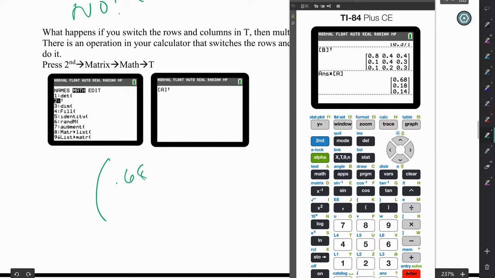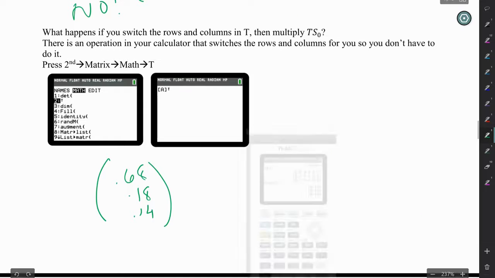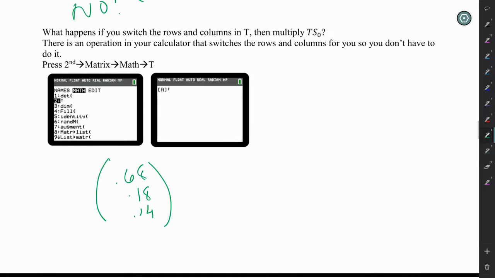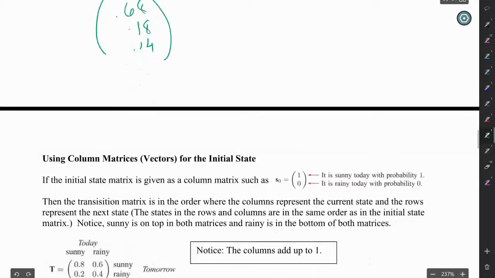So what happens is, when we rewrite it here, the probabilities of the equipment ending up on the floor, instead of being in that top row, are now in the first column. That's what changes: instead of the probabilities going across the rows, now they're going down the columns.